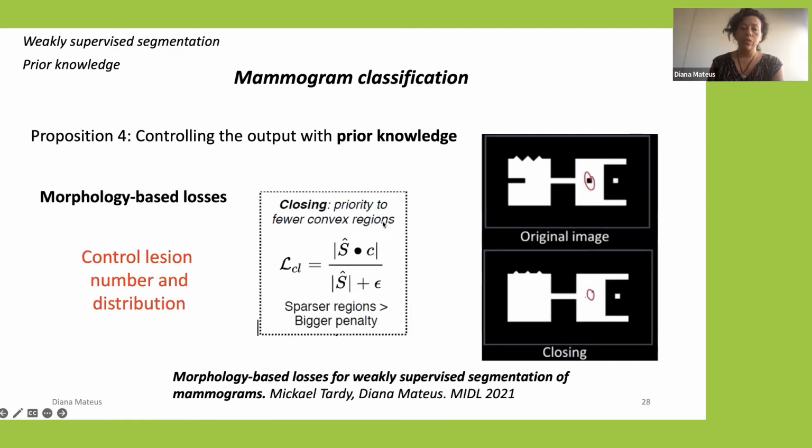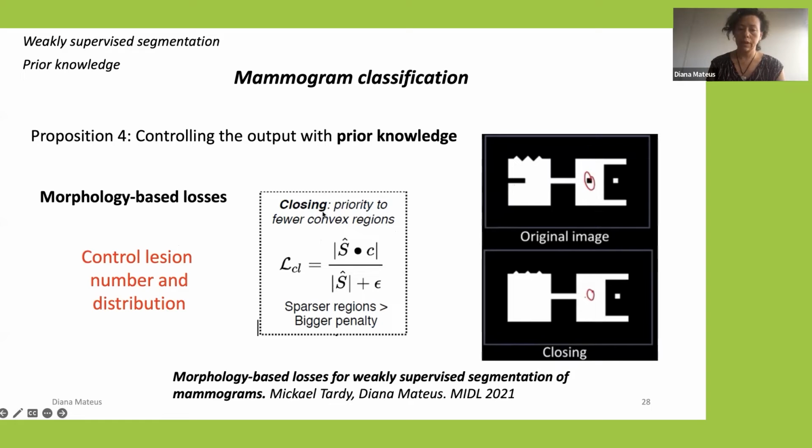We can also control things that we know as the typical lesion number and the distribution. So for this, we can use morphological based losses that are now also possible to implement in a differentiable manner. For instance, we would like not to have holes inside our segmented lesions, and closing operations are typically known for getting rid of such holes and gaps.